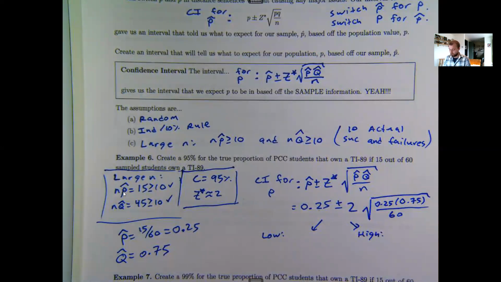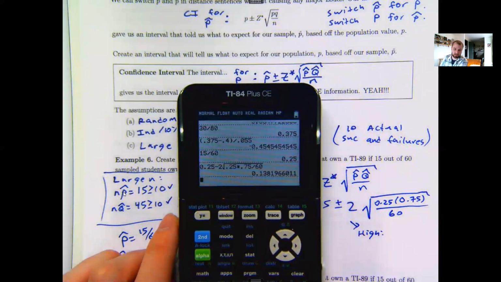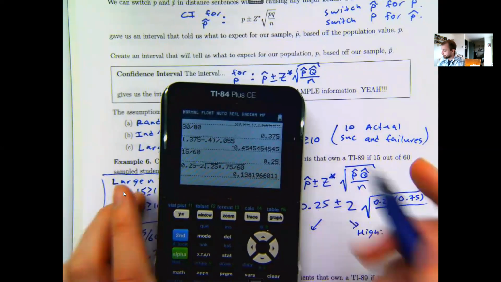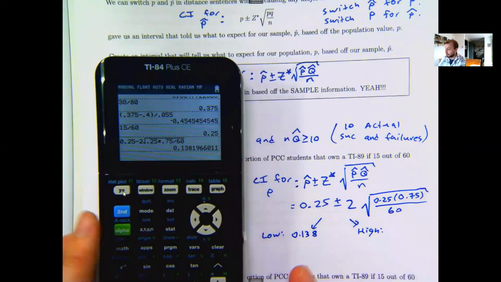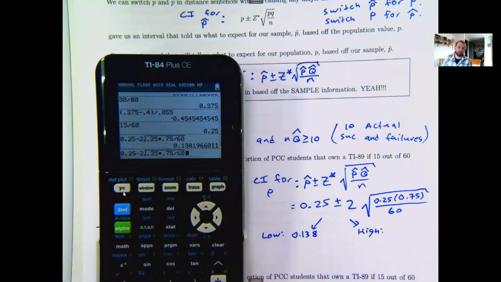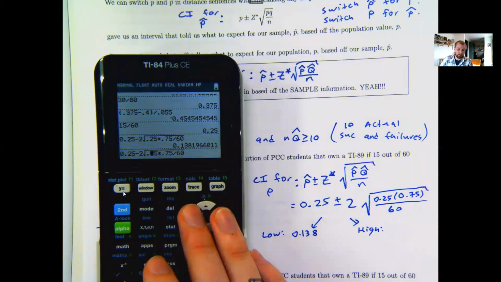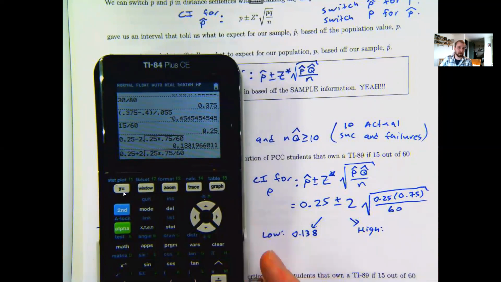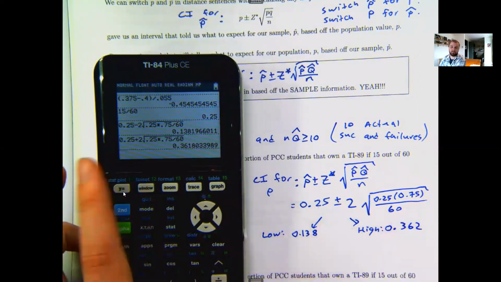So I have 0.25 minus 2 times the square root of 0.25 times 0.75 over 60. I'm typing this thing in once with a minus sign here. This gives me 0.138. A little bit of a graphing calculator trick. On most graphing calculators, if you hit second and then the enter button, it pulls in the last thing you typed in. You can also use the up arrows to select it. And I'm going to change that minus sign to a plus sign to get the high part of my interval. So I got 13.8 to 36.2% or so.